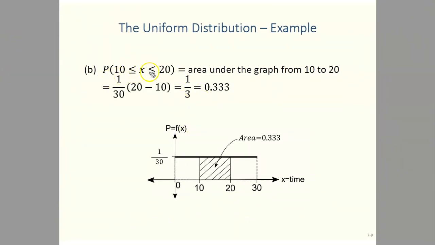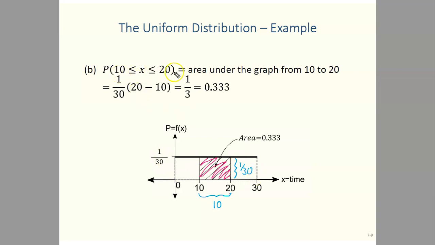So the probability that a student waits between 10 and 20 minutes is going to be the area underneath our probability function for x between 10 and 20. So it's going to be this area that we have shaded right here. So how do we calculate the area of a rectangle? Well, it's just width times height. So you see the width here is 20 minus 10, so that's 10. And the height here, that's 1 over 30.